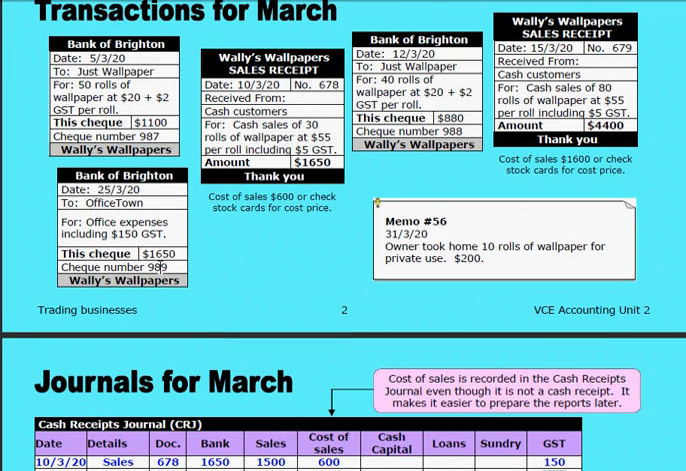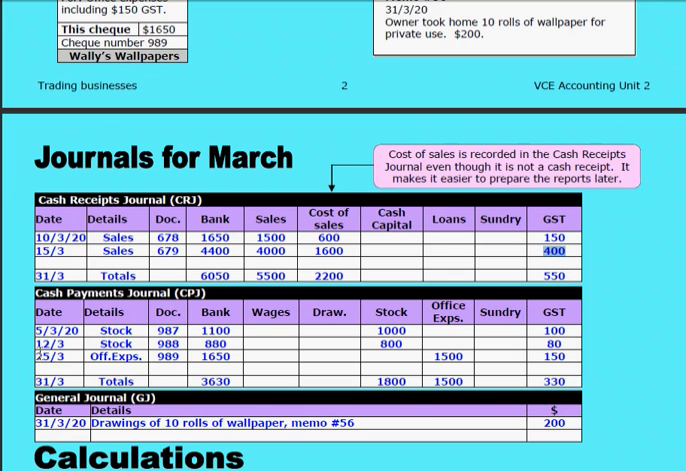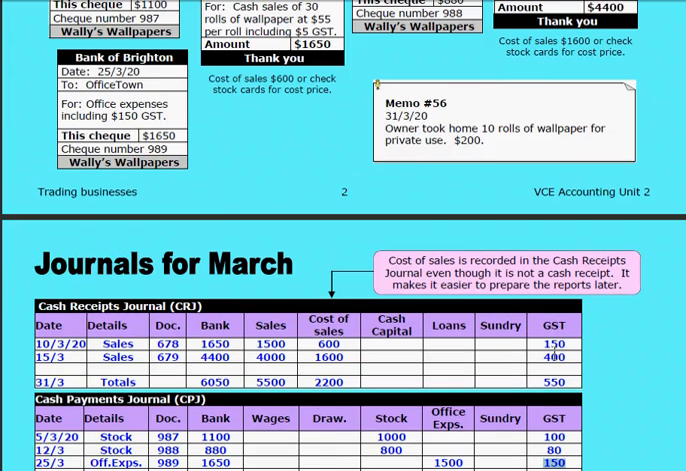There's an office expenses there for $1,650, including GST. That goes into the cash payments as normal. $1,650, $1,500 office expenses, $150 GST.